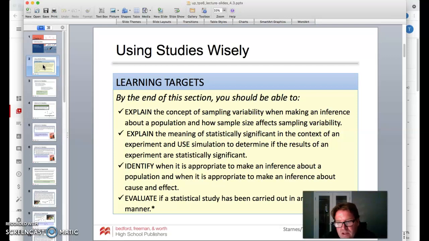It's not part of the AP test, but it's important enough to mention and talk about. So we'll get through that pretty quickly here as we split this up into 2 days.